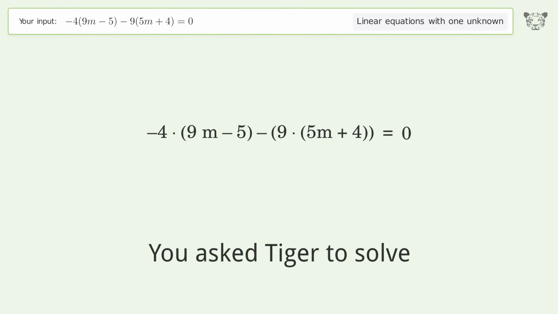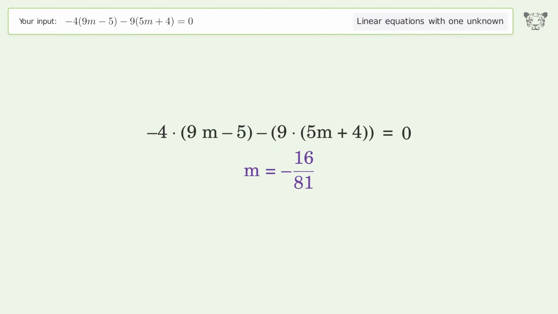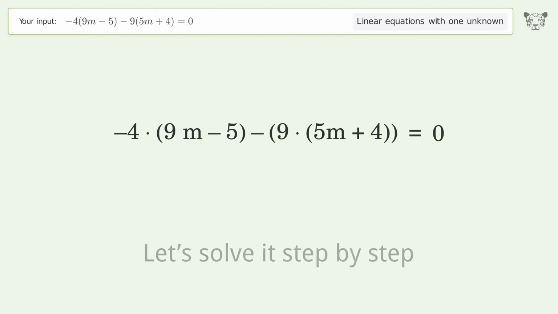You ask Tiger to solve. This deals with linear equations with one unknown. The final result is m equals -16/81. Let's solve it step by step.